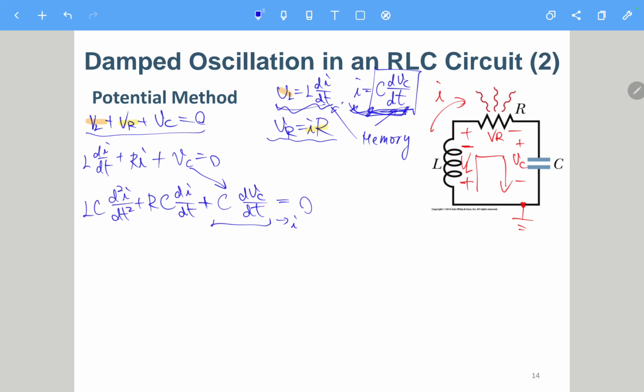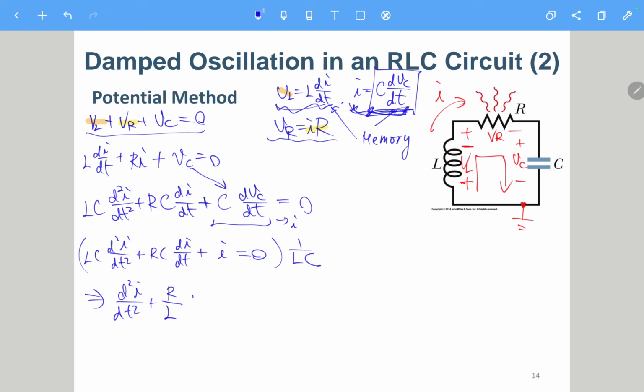Okay, so in that case, we have LC d2I dt2 plus RC di dt, and then plus I to be 0. And then we can divide LC on both sides. So it turns out to be d2I dt2 plus RC over LC, so it becomes R over L, di dt, plus 1 over LC I equals 0.